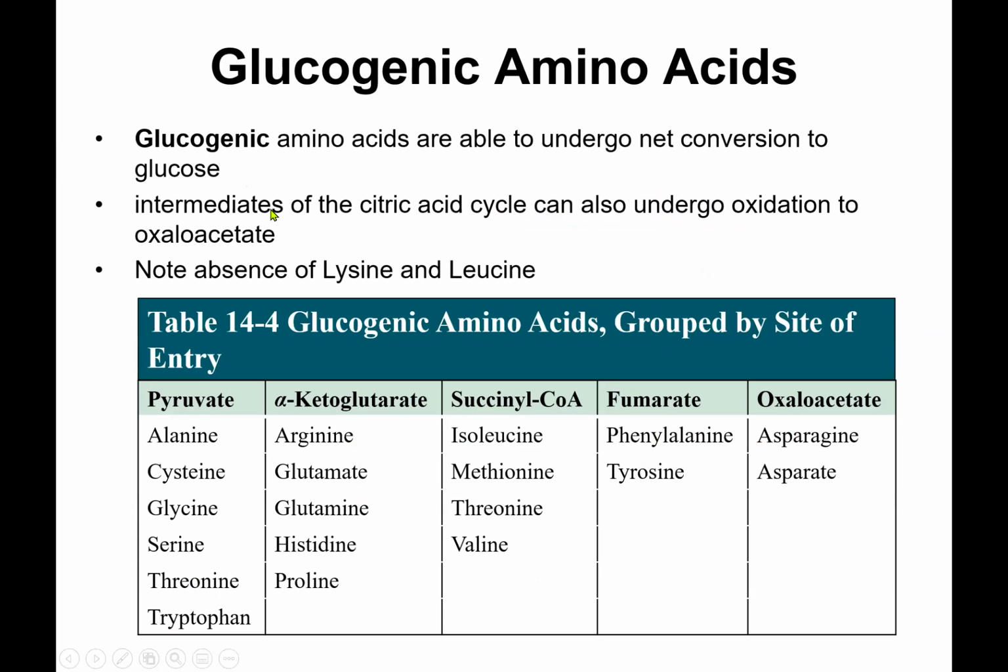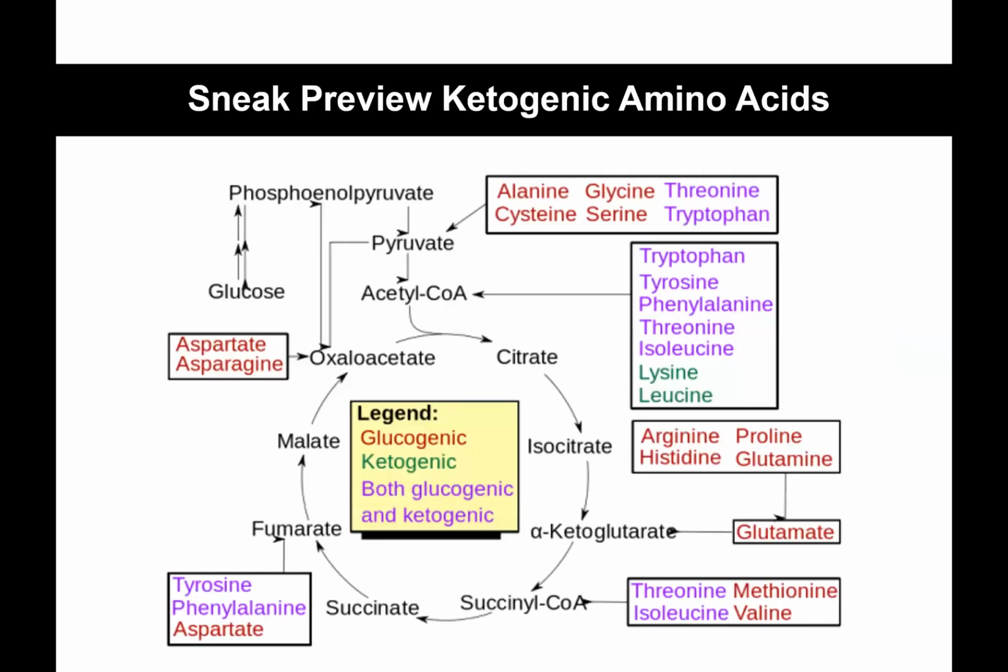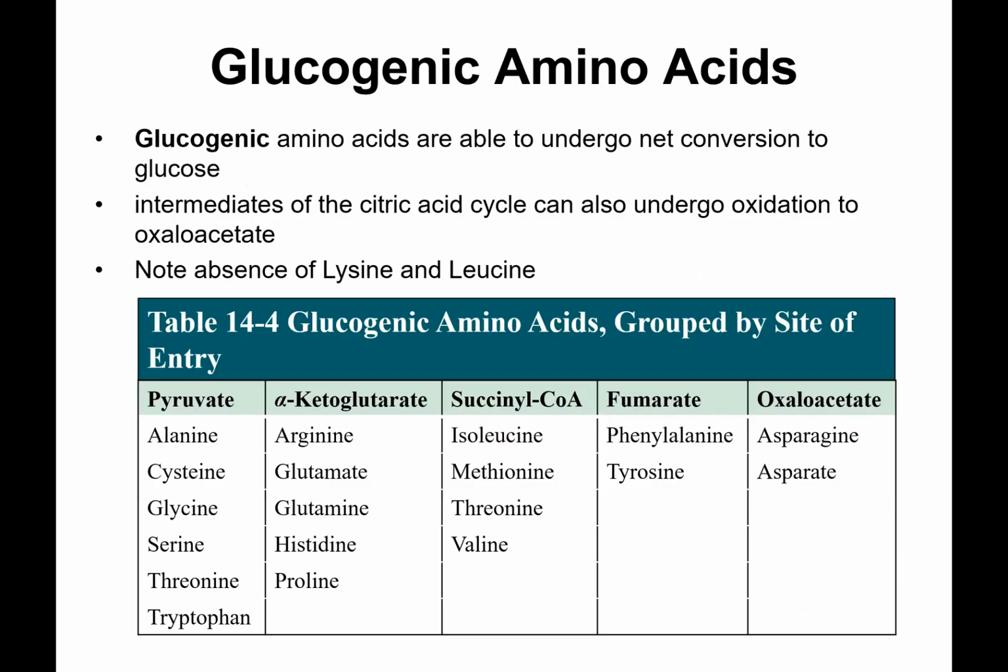Pretty much all amino acids are glucogenic except lysine and leucine. Let me talk about this a little bit more. These are all the glucogenic amino acids grouped by their site of entry. We can pass through different things, and pyruvate, of course, we recognize. So alanine, cysteine, and so forth here can enter the glucogenic pathway through pyruvate.